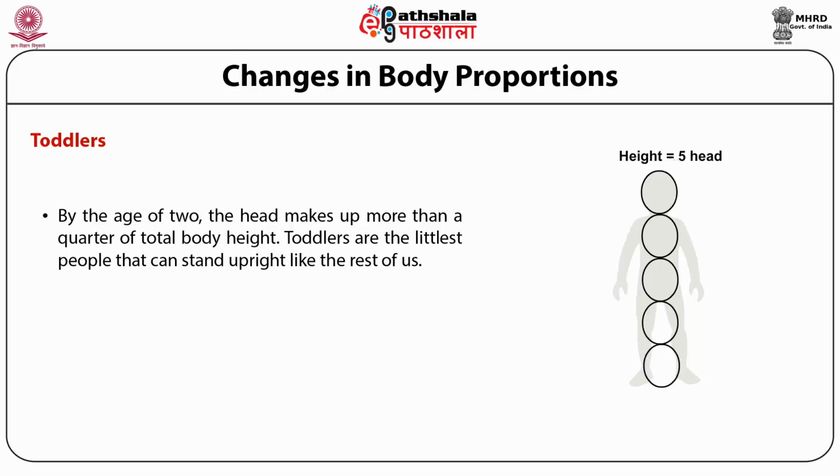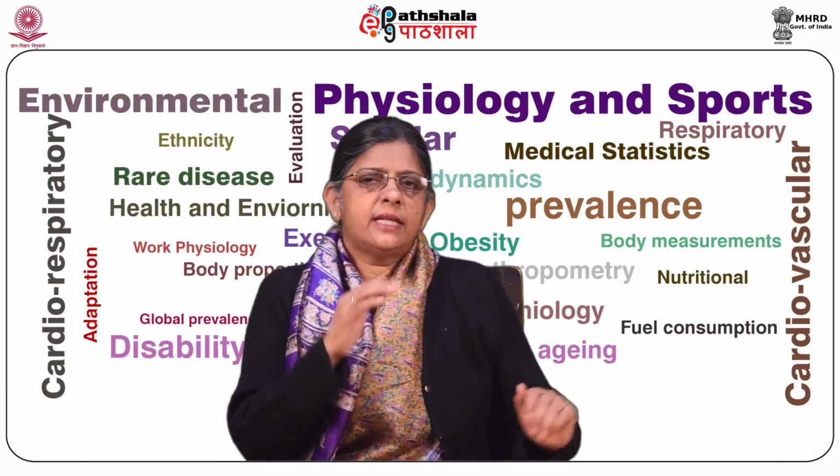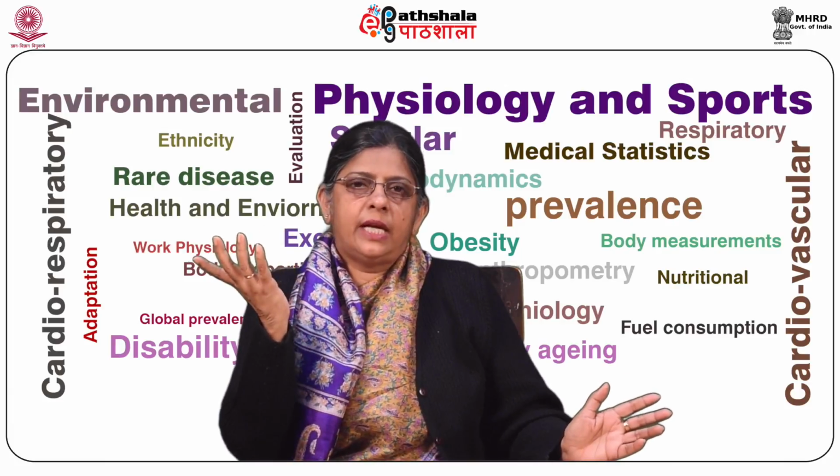Toddlers are the littlest people that can stand upright like the rest of us. The head is still very large for the body. The legs are short, a little over a third of the total height as opposed to half for an adult, and there is the beginning of a neck. Childhood. Now let us understand what happens in childhood.